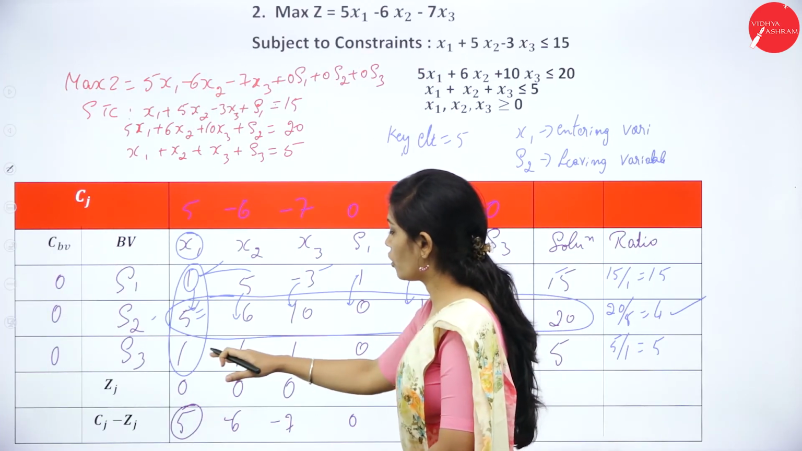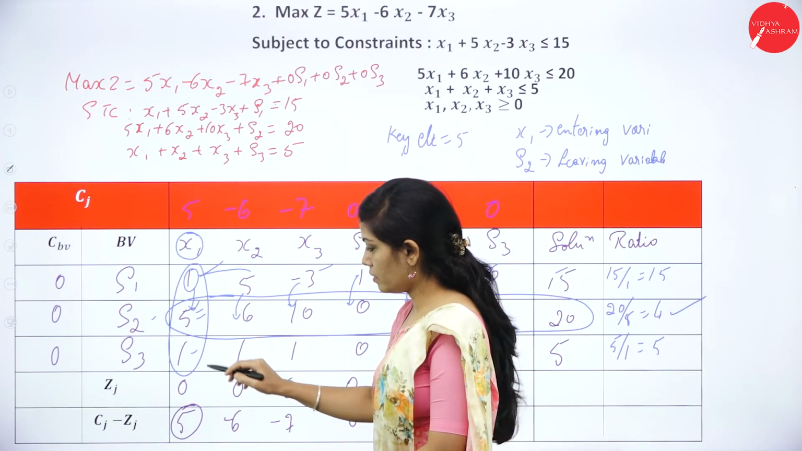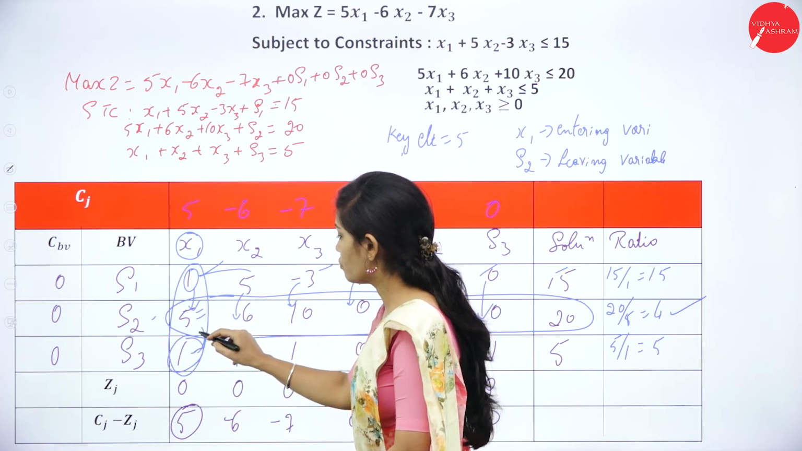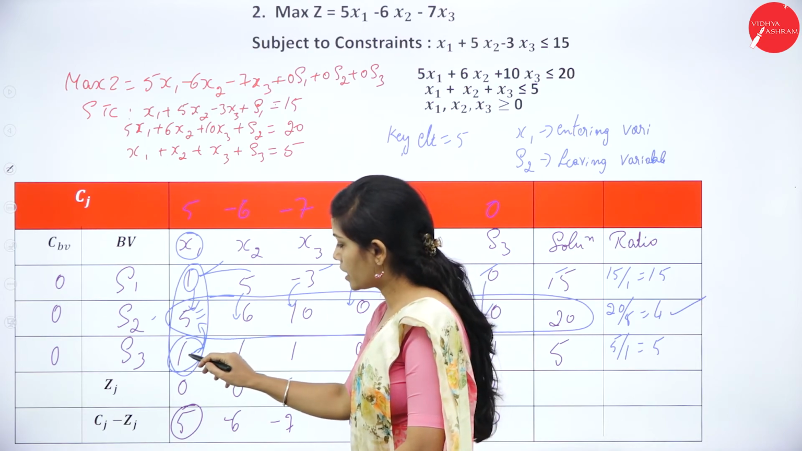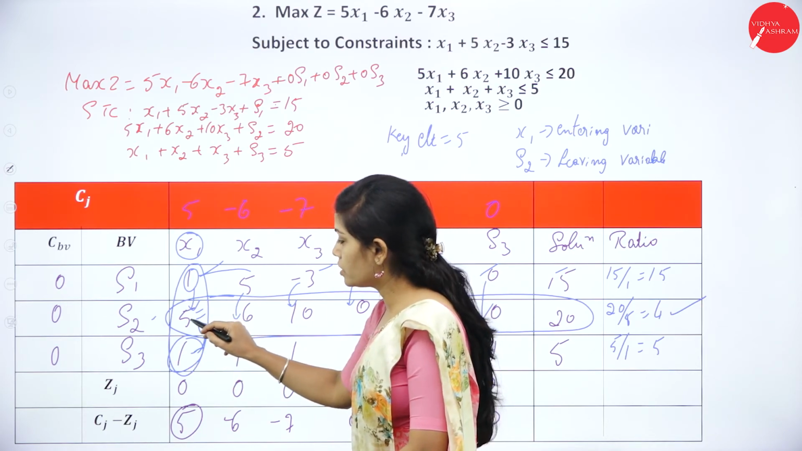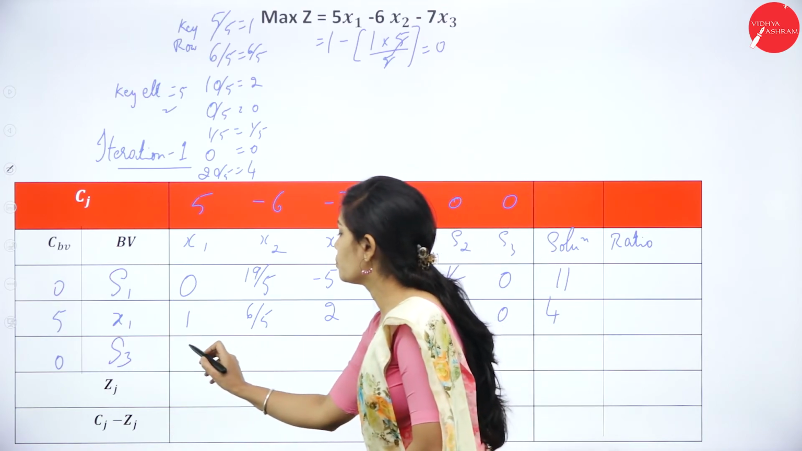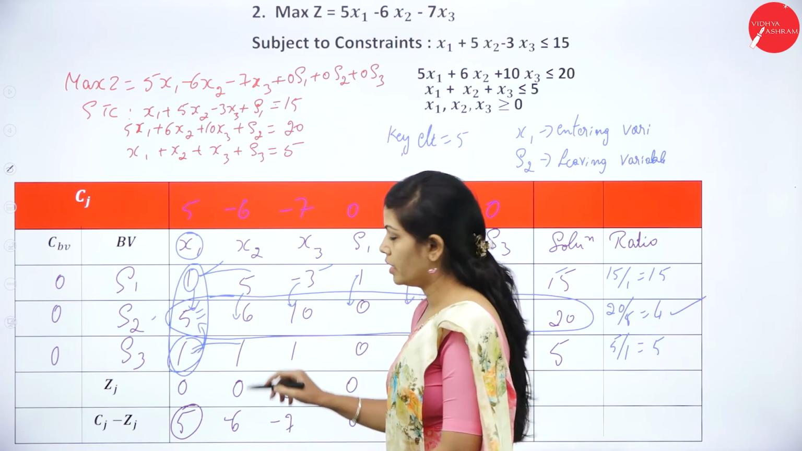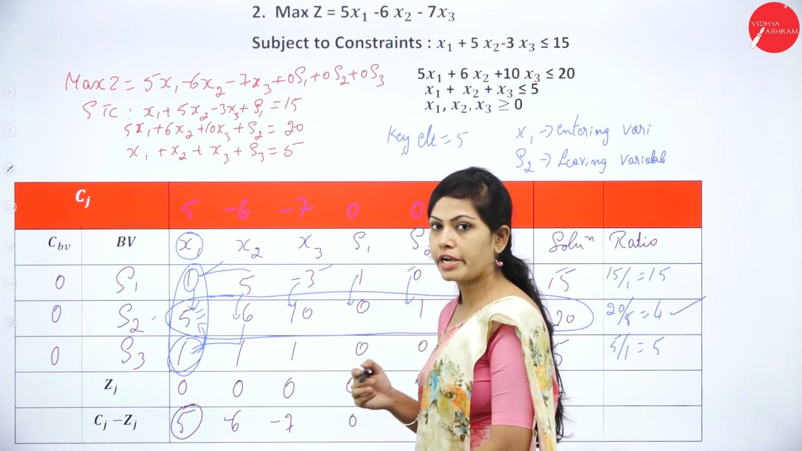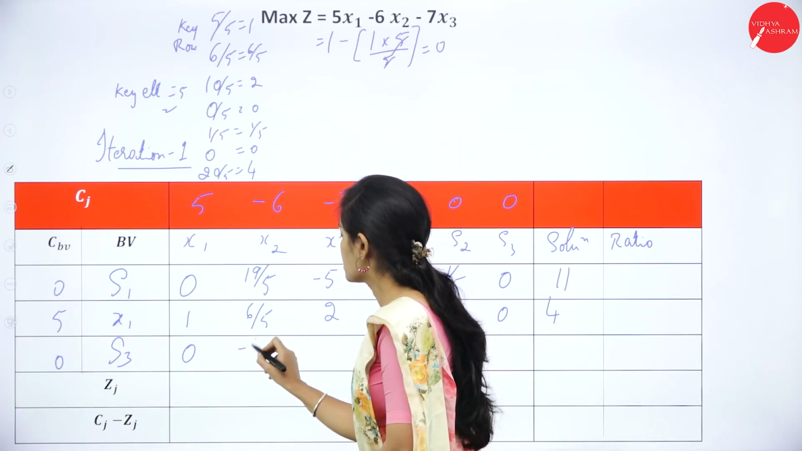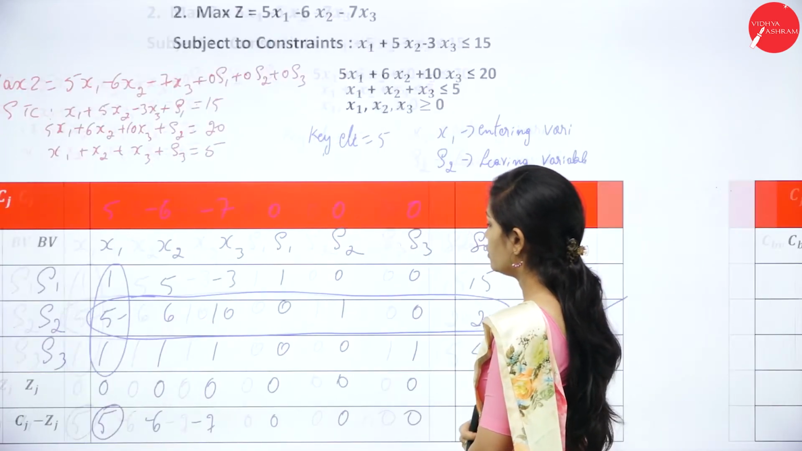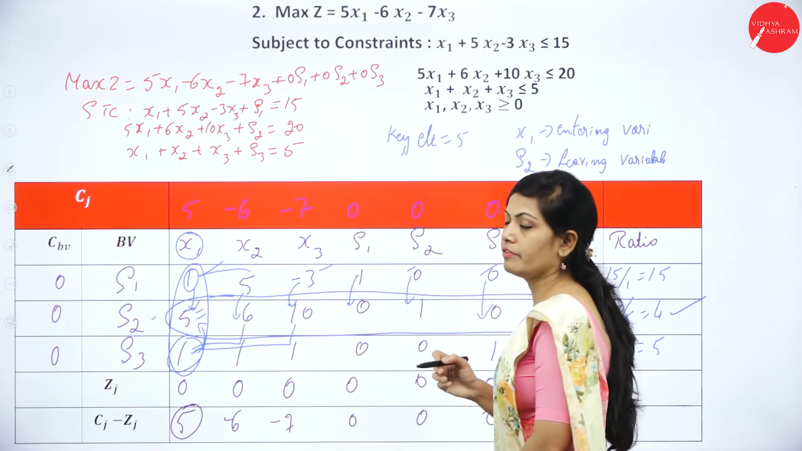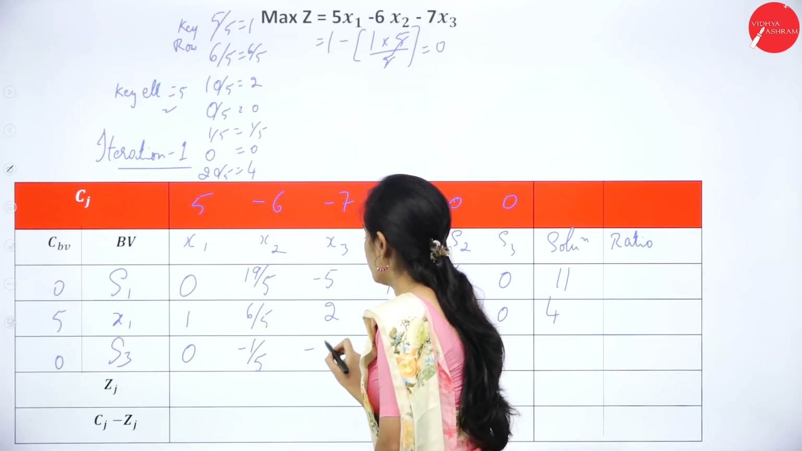And we have one more non-key row here. Old value is 1, corresponding key column also 1 and key row is 5. You will get 0. And old value is 1, corresponding key column is 1 and key row is 6 divided by 5. You will get minus 1 by 5. And old value is 1, corresponding key column 1 and key row is 10 divided by 5. So you will get minus 1.